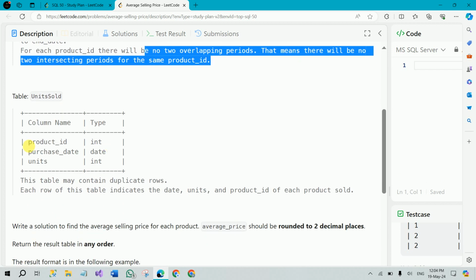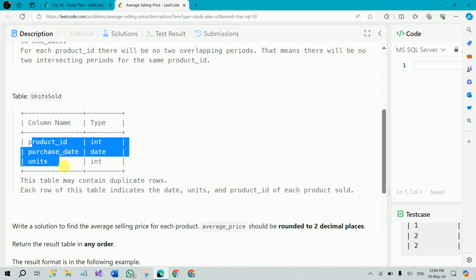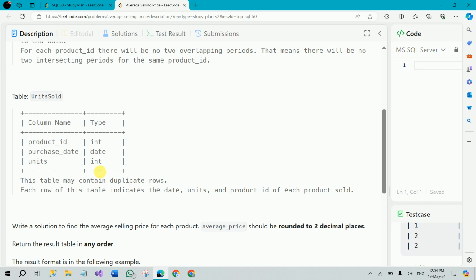Now the second table we have is units sold. In this table we have 3 columns: product ID, purchase date, and units. Product ID is coming from the products table as a foreign key reference. Then we have the purchase date and the units. Like, let's say the product with ID 1 was sold on 19th of May and 5 units of product with ID 1 were sold. So this table will have that record.